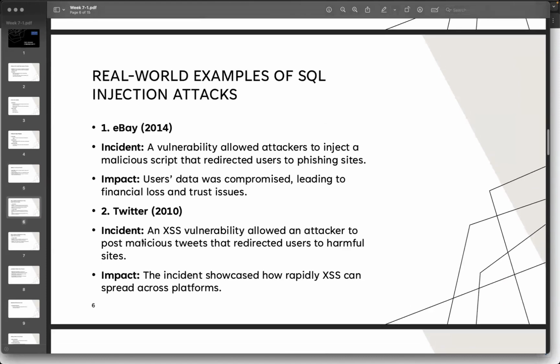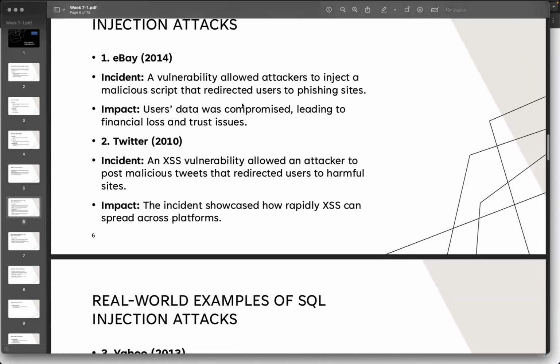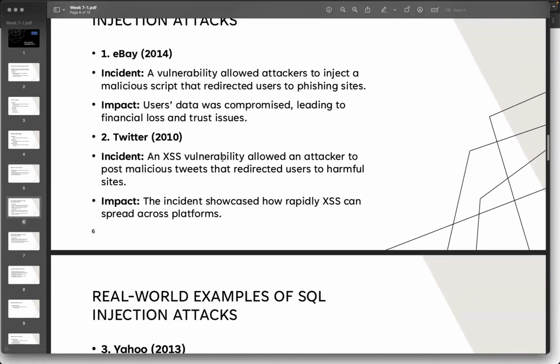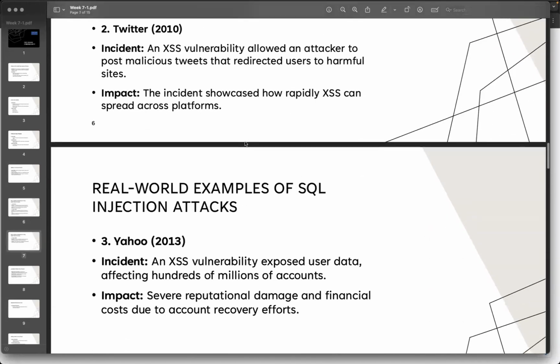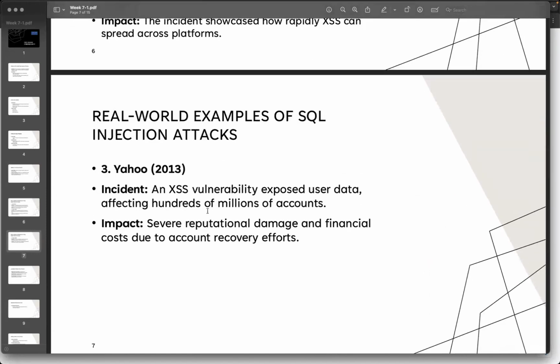And for real-world examples, we had SQL injection before, and then injected scripts at Twitter itself, and then Yahoo. So you see it actually happens to all these big companies. Even at Yahoo, the XSS vulnerability exposed user data, affecting hundreds of millions of accounts.